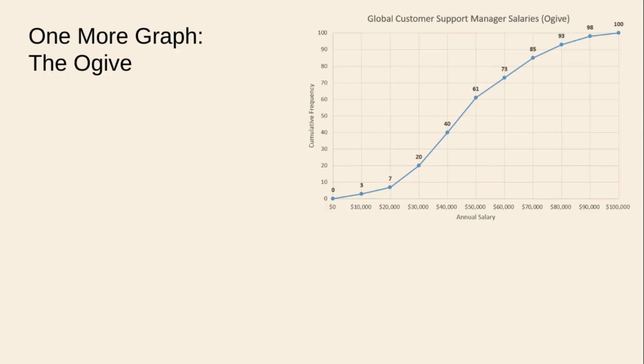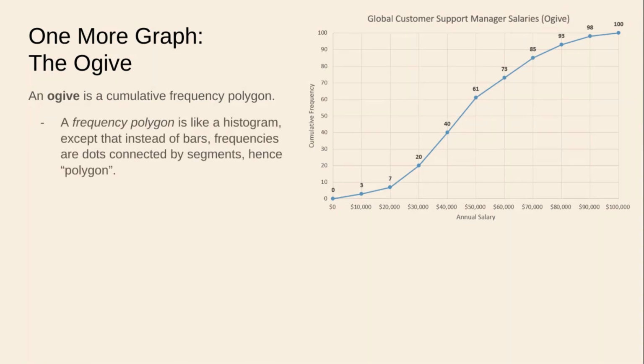Okay, to round out our lesson today, we have one more graph, and this graph is called an ogive. An ogive is a cumulative frequency polygon. What on earth does that mean? Well, a frequency polygon is like a histogram, except that instead of bars, frequencies are dots connected by segments, hence polygon, many sides or many segments.